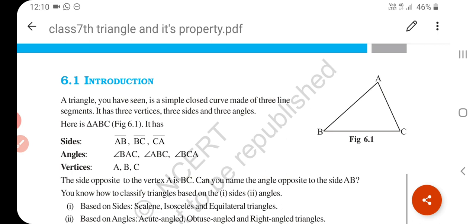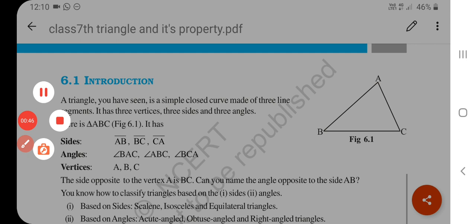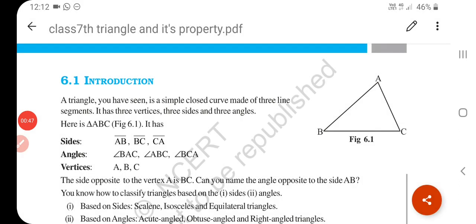Okay, understand? Now see this figure. This figure is called a triangle, because it is made of three lines and is a closed figure. Or you can say that the closed figure formed by three non-parallel line segments is called a triangle.